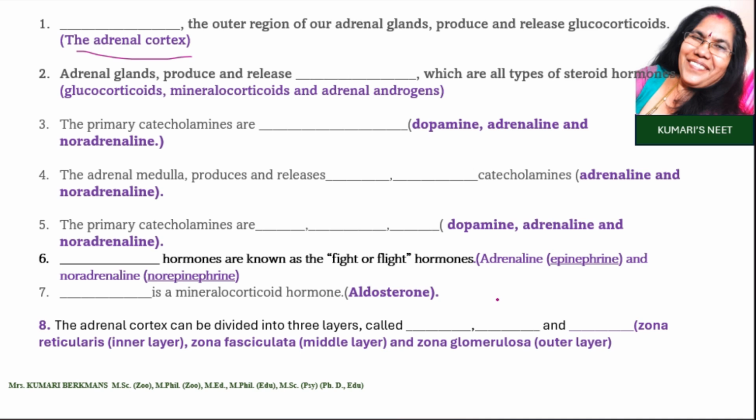Which hormone is a mineralocorticoid? Aldosterone. What is cortisol? It is a glucocorticoid.